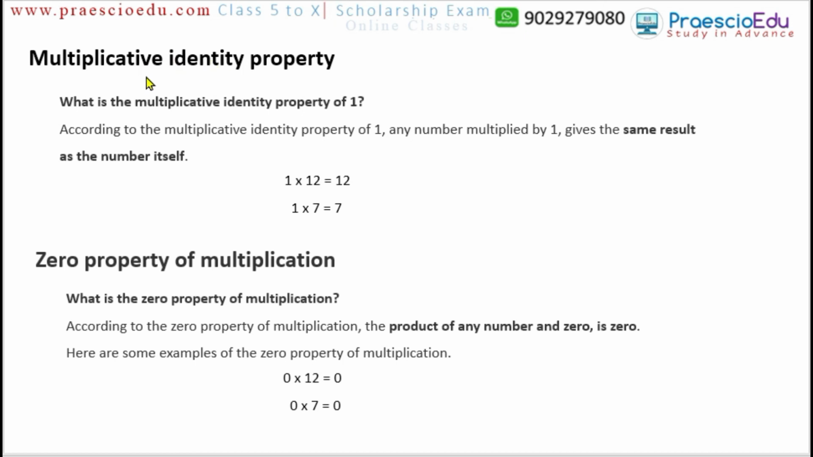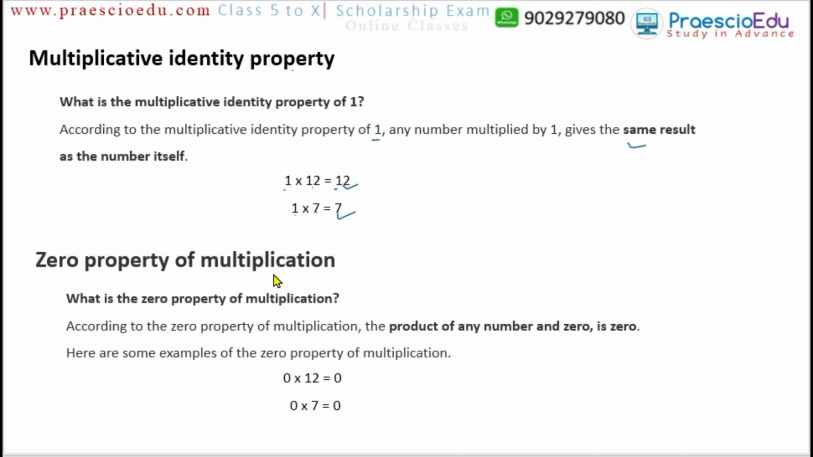Then the multiplicative identity property. If we multiply any number by 1, the product will always be that same number. This is very simple. If we multiply 12 by 1, the product will be 12. If we multiply 7 by 1, the product will be 7, as it is. So this property says the product will be the same after multiplying with 1.